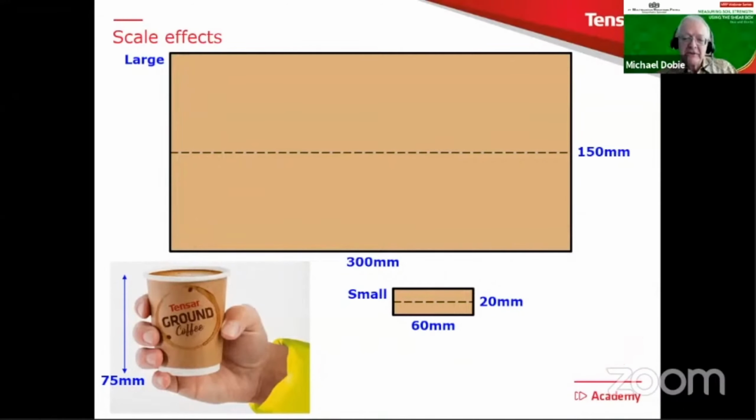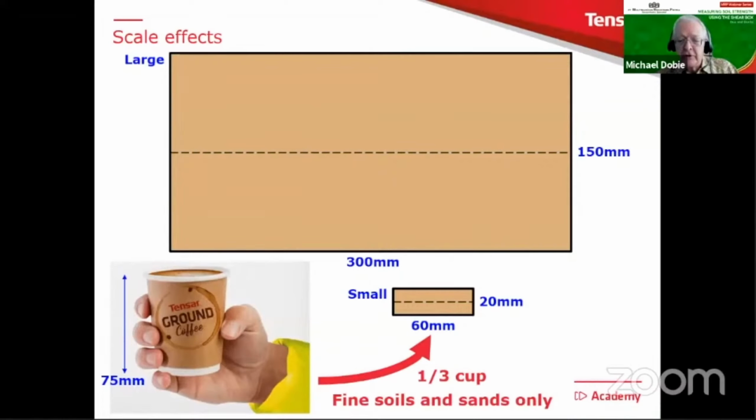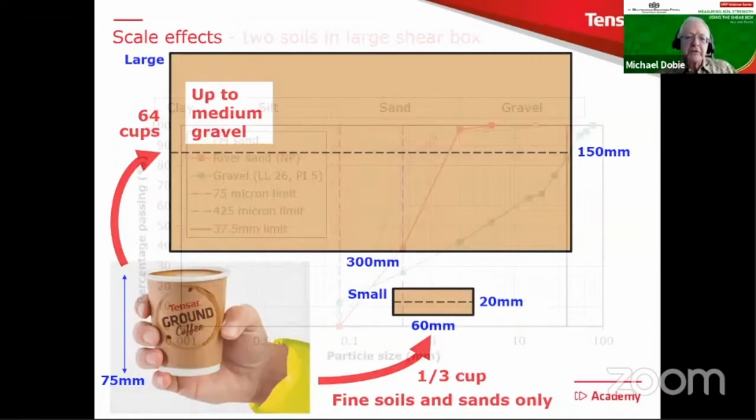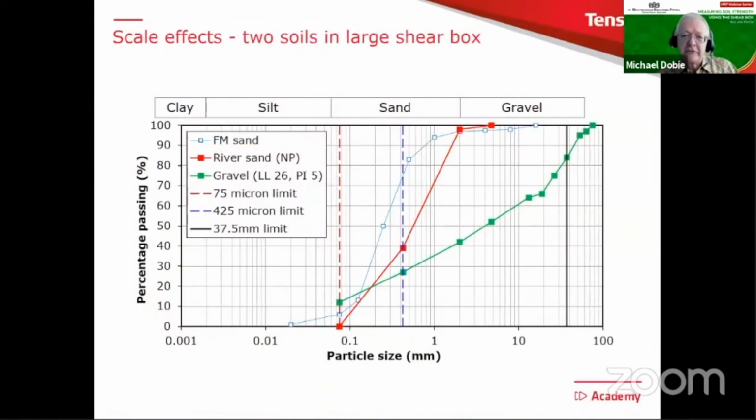One other point to make about this is the volume of soil in each type of shear box. So if we take the ground coffee mug again, we need about 1/3 of a cup to fill the small shear box. And really, this should be used only for fine soils and sands. And then for the large shear box, you need 64 cups. And this one would be okay up to about the medium gravel size. We will come back to those particular requirements a little bit later on, but there we are, we have them, the scale effects.